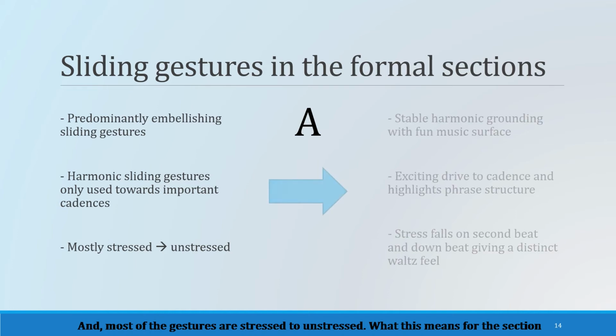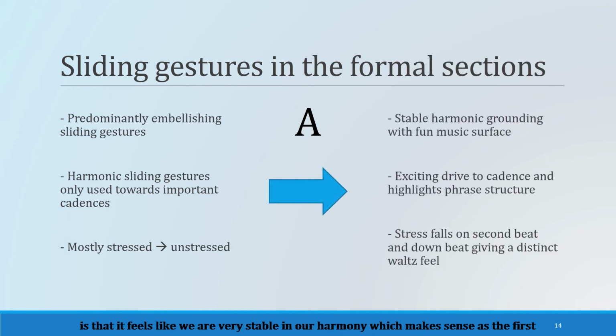What this means for the section is that it feels like we are very stable in our harmony, which makes sense as the first thing we hear and the section we keep coming back to, but the musical surface, the melody, is still very fun and gets our attention. The harmonic sliding gestures reserved for the cadences means that it feels a little more exciting when we're driving to the cadence, and it's highlighting the sort of two-part phrase structure that's going on in the section.